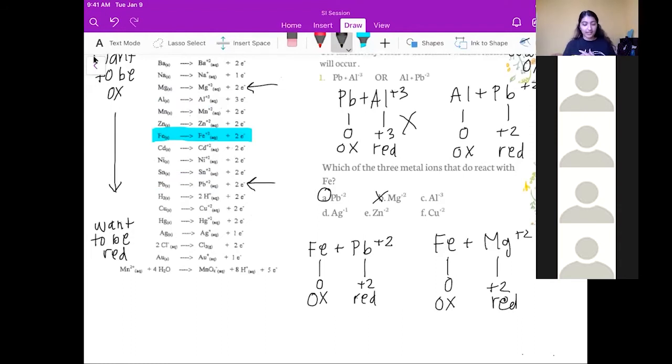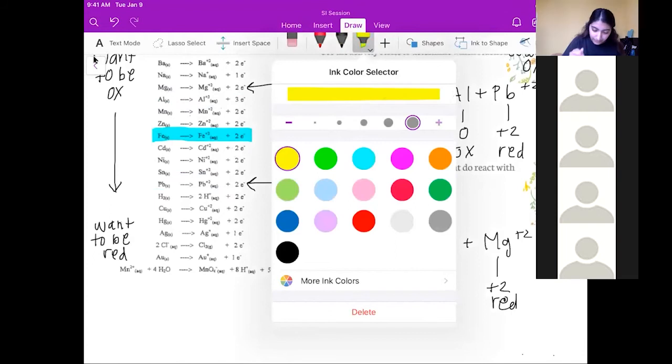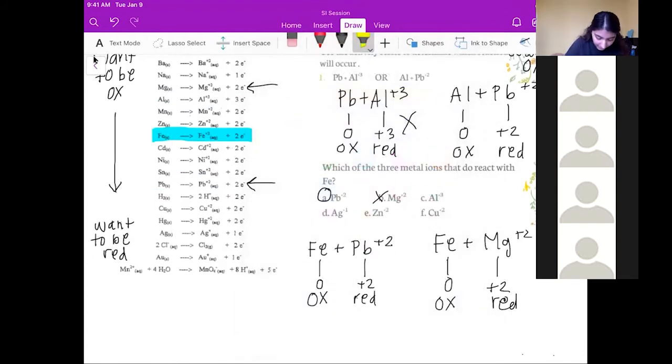So now that we get the idea that for this specific problem, Fe should be higher than the other elements, let's find all the other elements on this. So we have Al right here, Ag right here, Zn right here, and then Cu plus 2 right here.